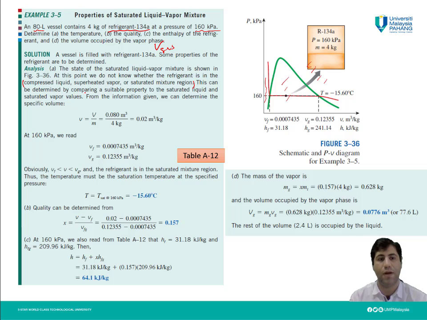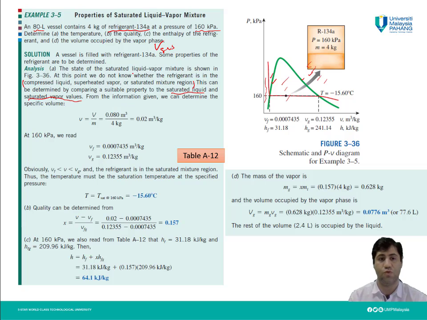This can be determined by comparing suitable properties to the saturated liquid and saturated vapor values. So if we have a property of this substance which we can compare with the properties for that substance on these two lines, we can understand if it is in the superheated region, the compressed liquid region, or even in the mixture.